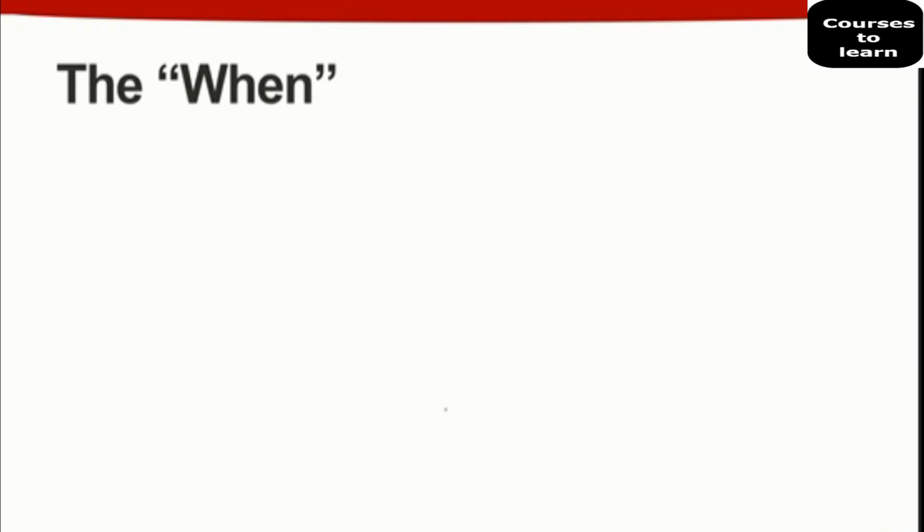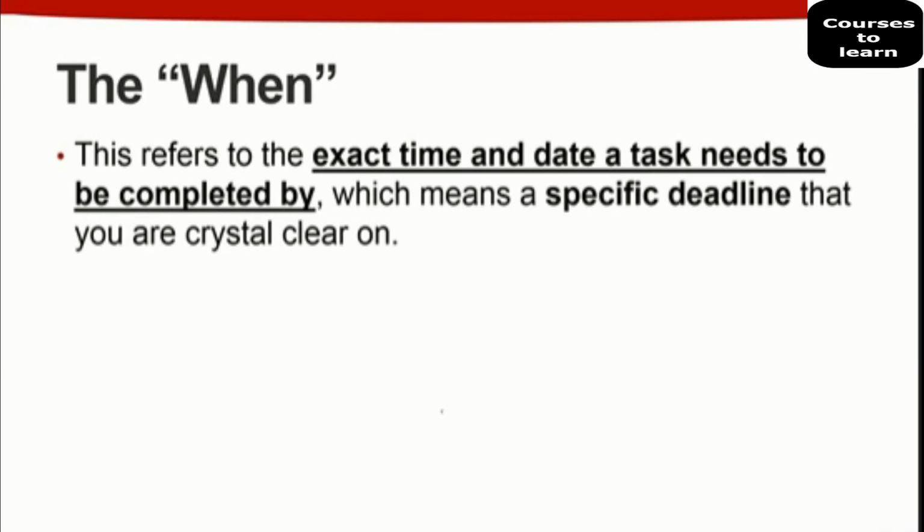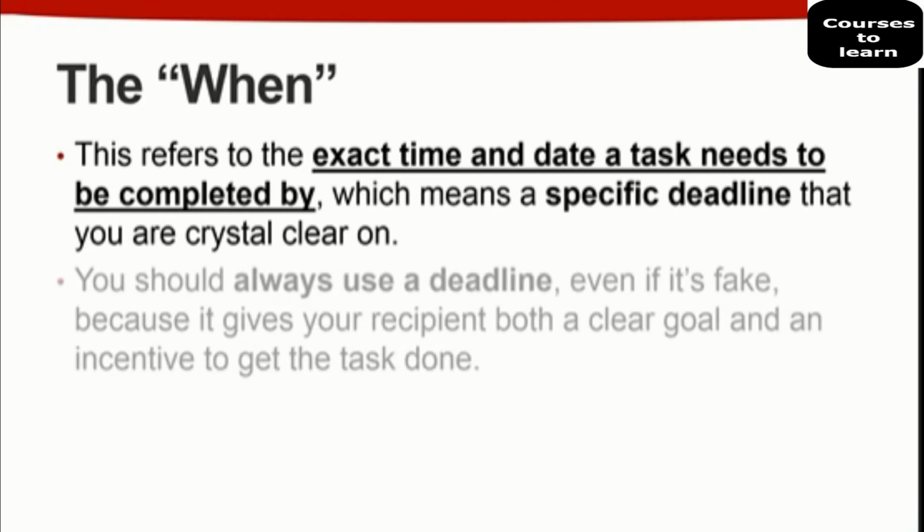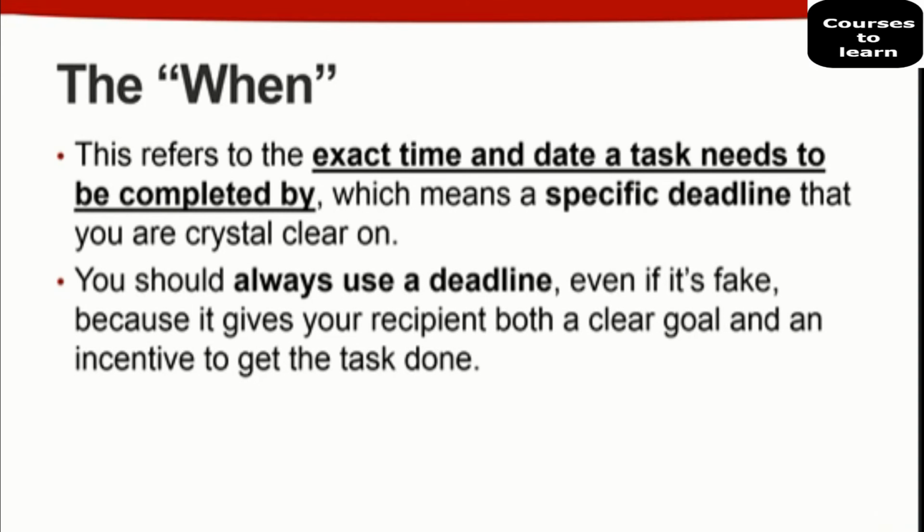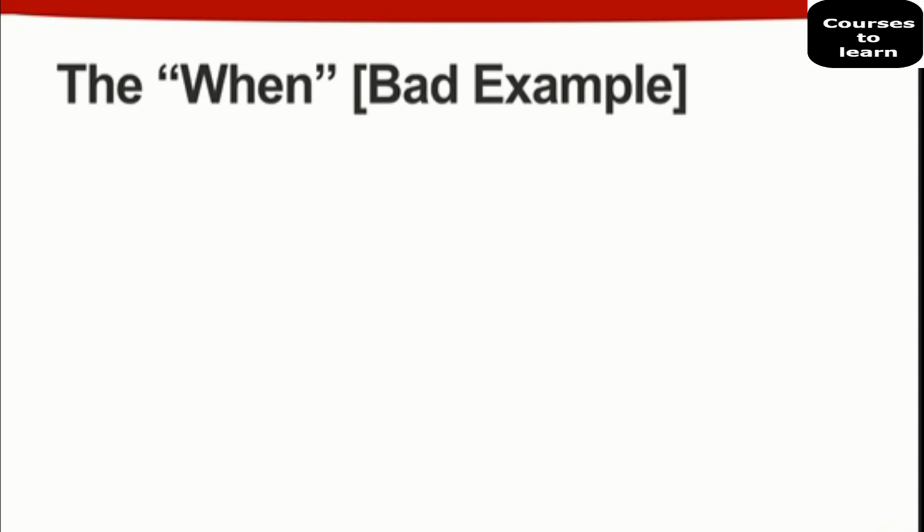The third and final W is the when, and this refers to the exact time and date a task needs to be completed by, which means a specific deadline that you're crystal clear on. And you should always, always, always use a deadline, even if it's fake, because it gives your recipient both a clear goal and an incentive to get the task done.